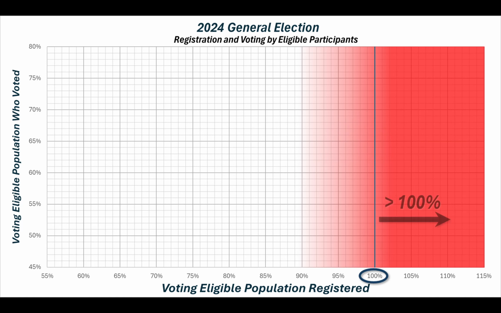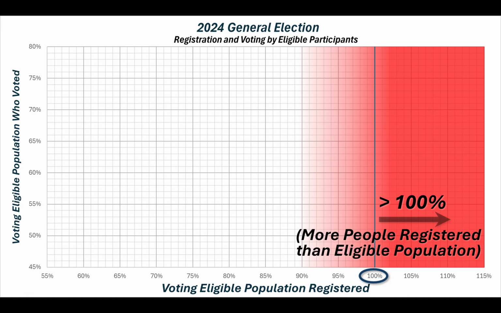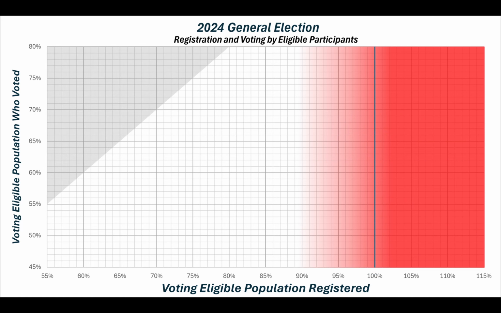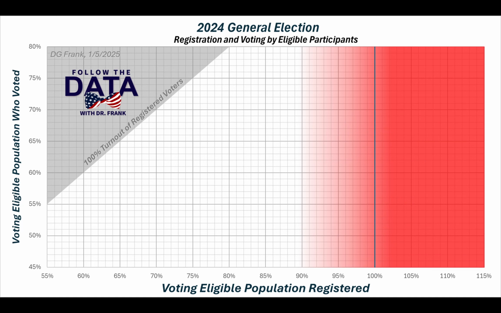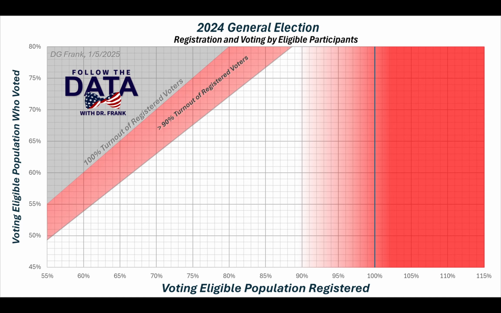Obviously, if a state has more than 100% of their voting eligible population registered, their voter rolls must be dirty. I've marked that region of the graph in solid red. Unless there is a huge amount of cheating in a state, you won't receive ballots from more than 100% of your registered voters. I've marked the upper left corner of the graph in gray to show where the 100% turnout threshold is. For reference, I also show where the 90%, 75%, and 55% turnouts of registered voters would appear in the graph.